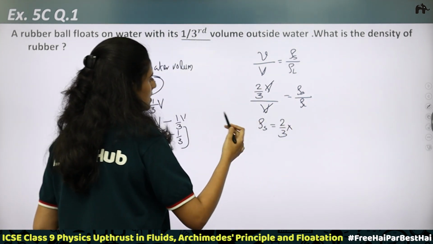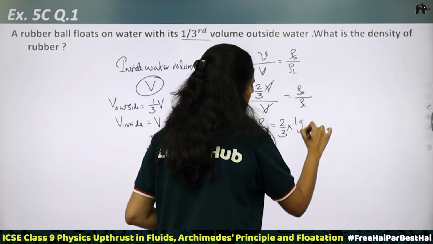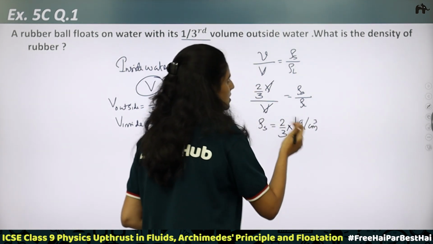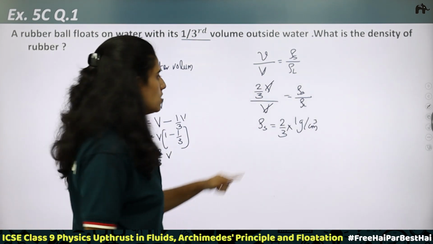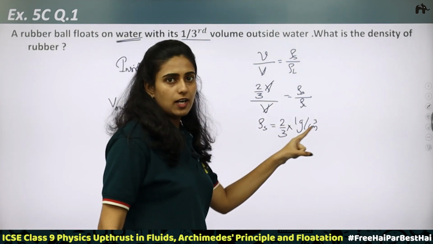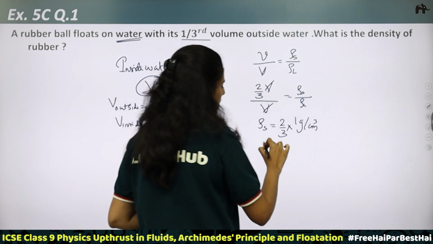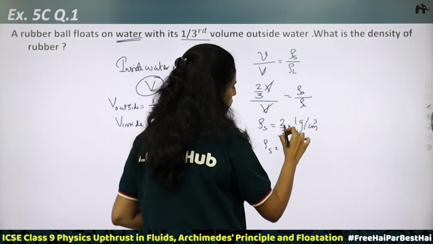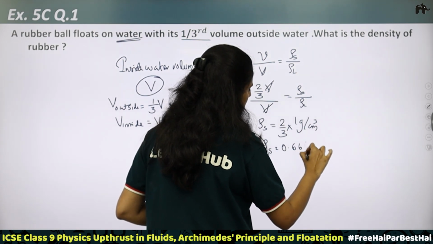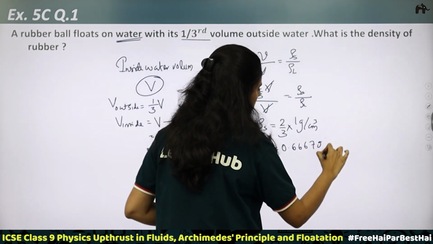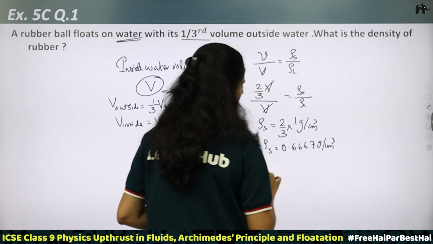Here the density of liquid is 1 gram per centimeter cube. It is water; it floats on water. It is given. So water's density is 1 gram per centimeter cube. So how much do we get? Rho S is equal to 2/3, which is 0.6667 gram per centimeter cube.